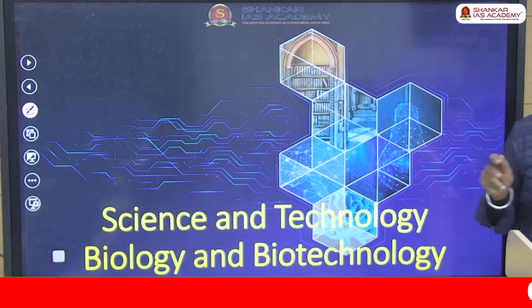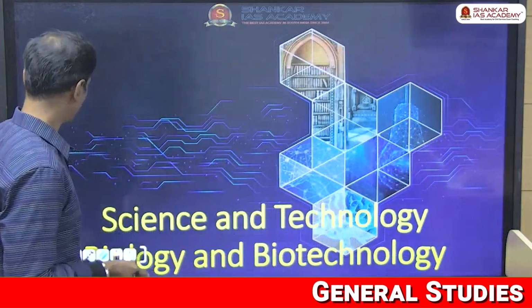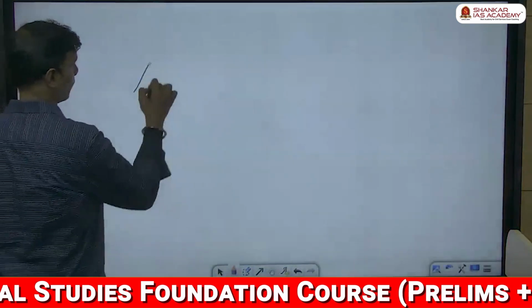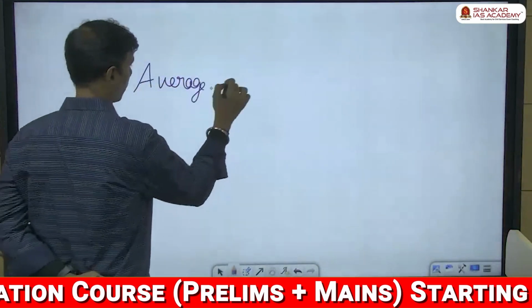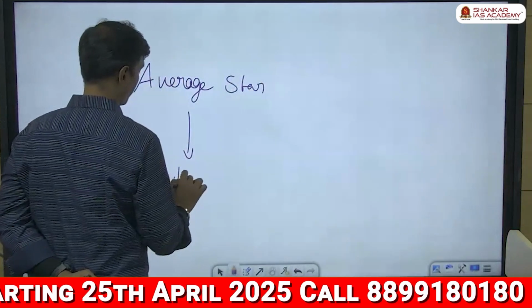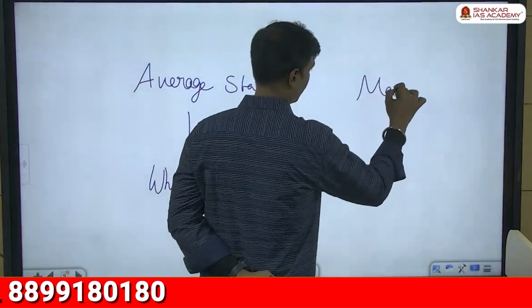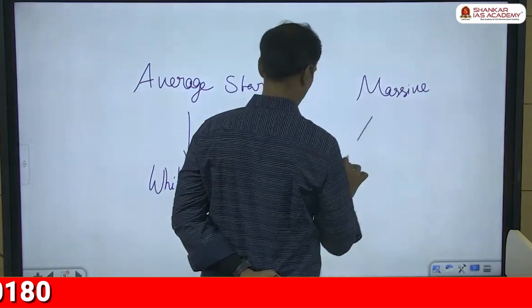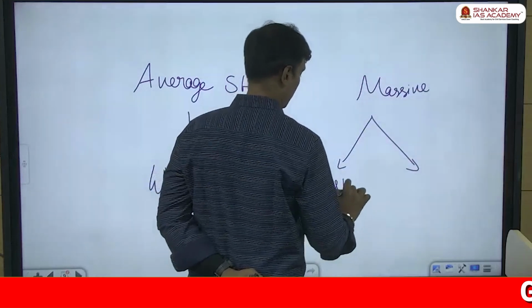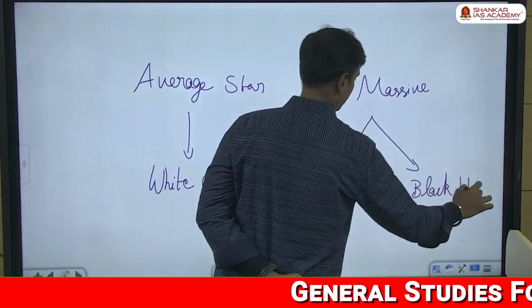Okay. See, supernova is something that always happens in larger stars. But sometimes when smaller stars are there, whatever you have learned in the life cycle of a star, that is, when you take an average star, the end of the life cycle is a white dwarf. And then if you take a massive star, it can either lead to a neutron star or a black hole. This is the static portion.